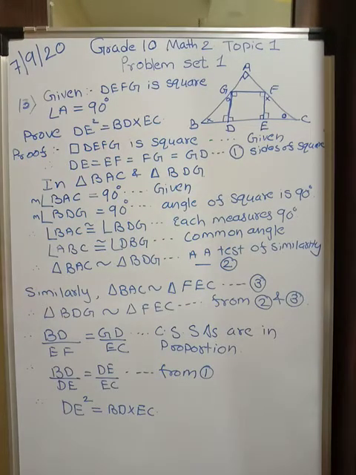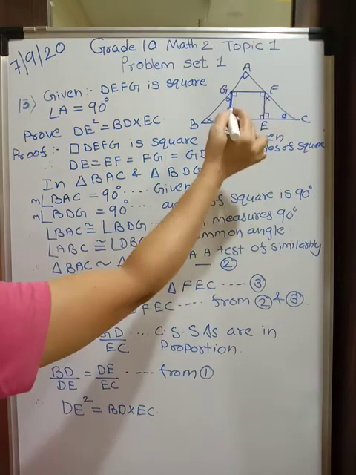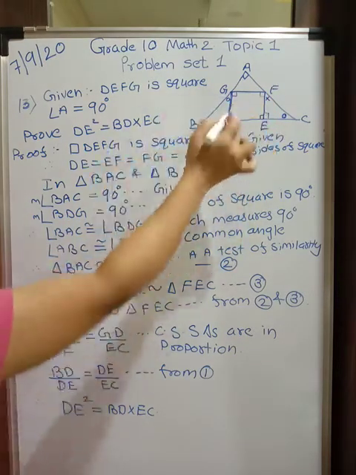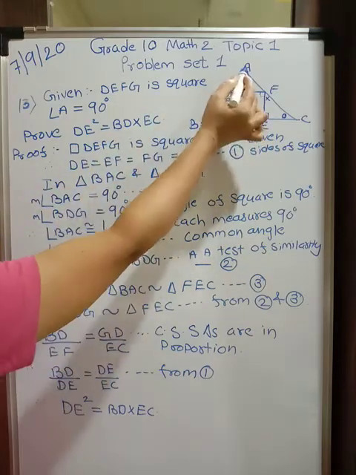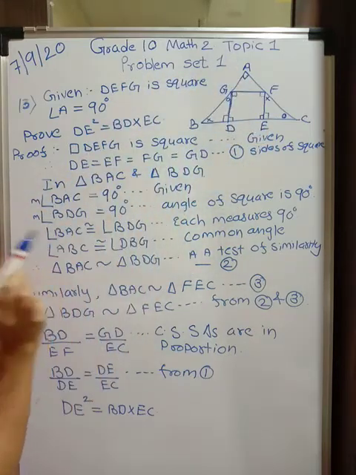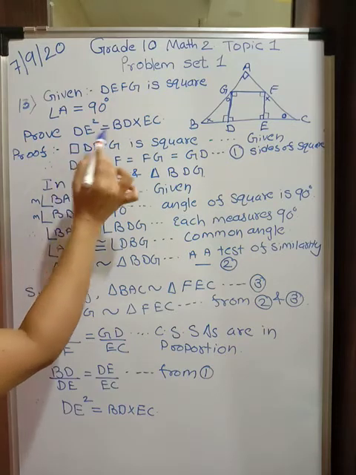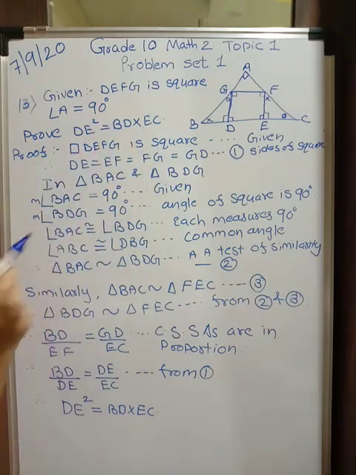Now let's quickly go to problem number 13. Now see students, this is a square, it is given. So all sides of the square will be equal and all the angles will be 90. Angle A is also given as 90. Now see, we have to prove DE square is BD into EC. What I am telling, just see.